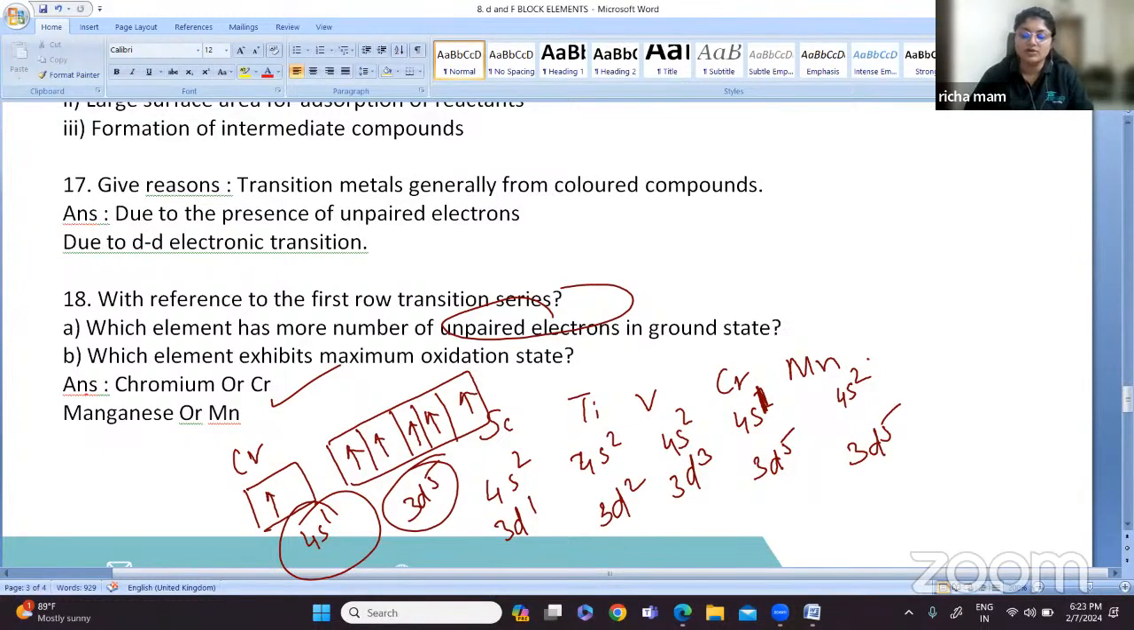Second bit: which element will exhibit the maximum oxidation state? It is manganese. Manganese will show the maximum, variable oxidation state.